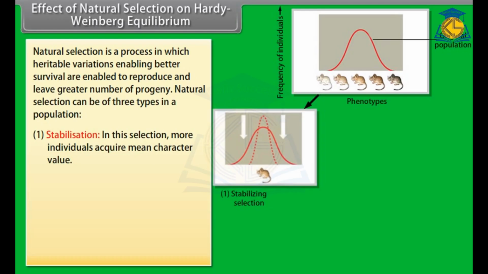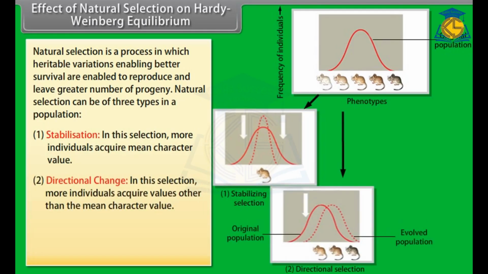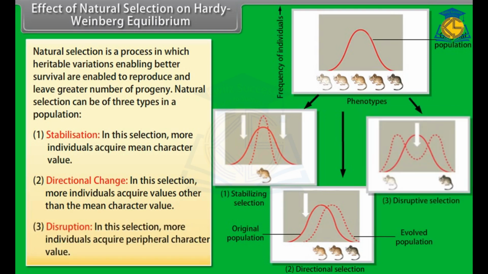Stabilization. In this condition, more individuals acquire mean character value. Directional change. In this condition, more individuals acquire values other than the mean character value. Disruption. In this condition, more individuals acquire peripheral character value.